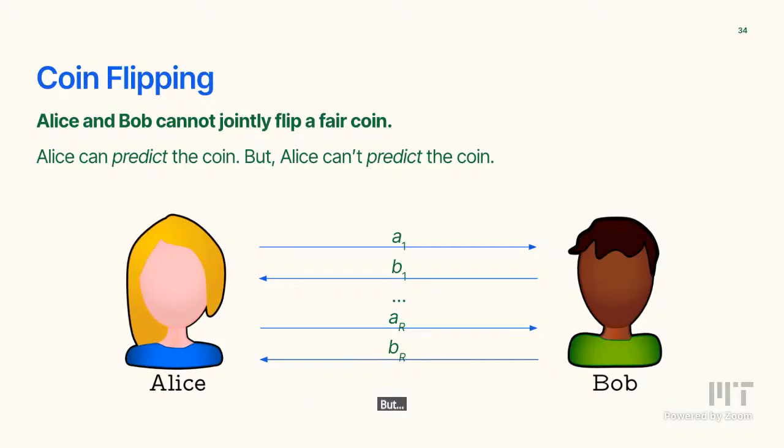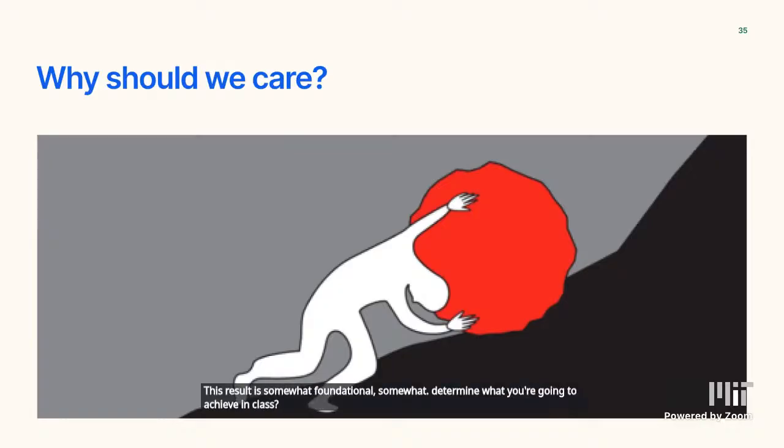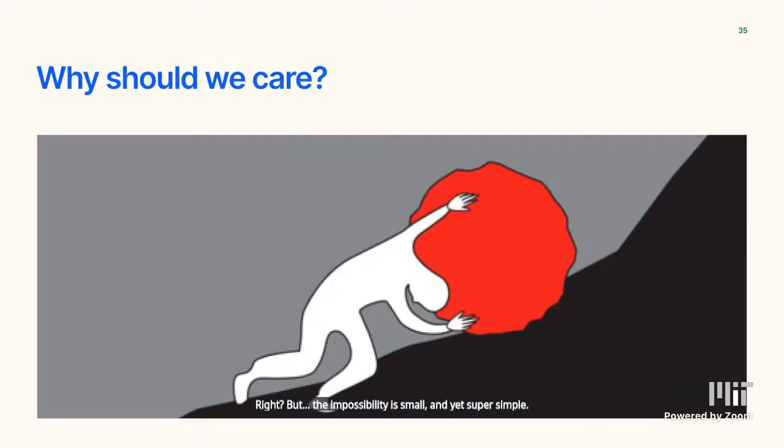But hopefully, the point I want to drive home here is that this result is somewhat foundational, and has far-reaching consequences in terms of what you can achieve in practice, right? But the impossibility is strong and yet super simple. In fact, this impossibility result fits in one column of the two columns. It's just one column, that's it.